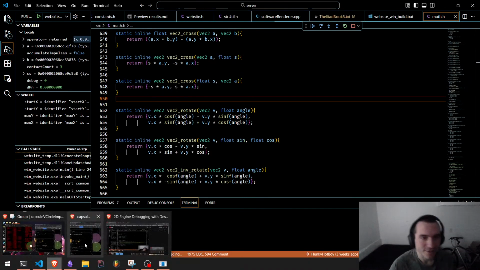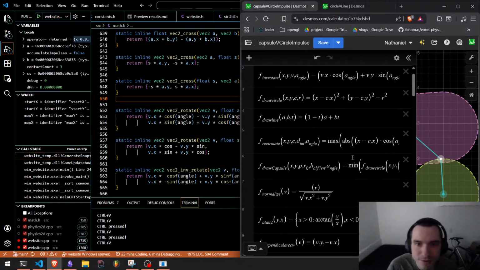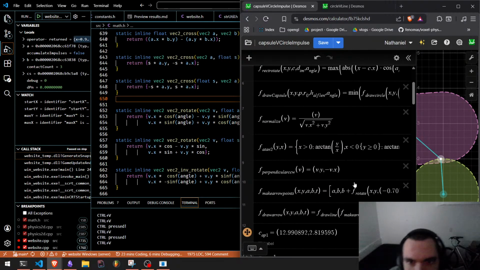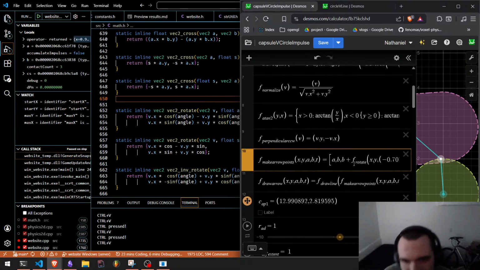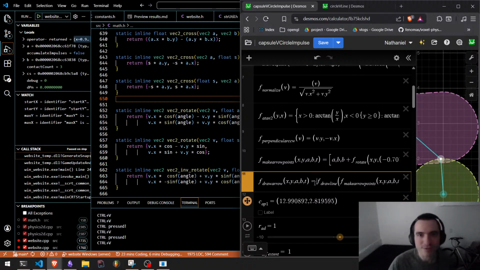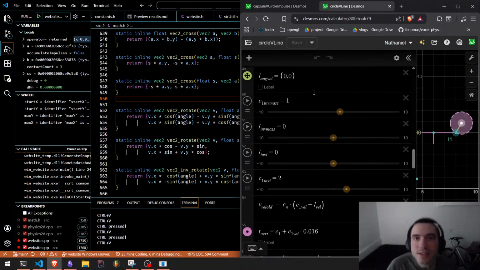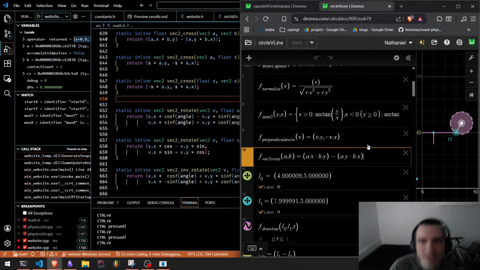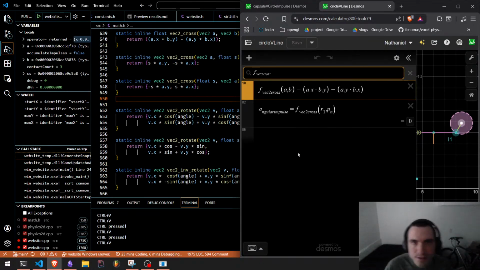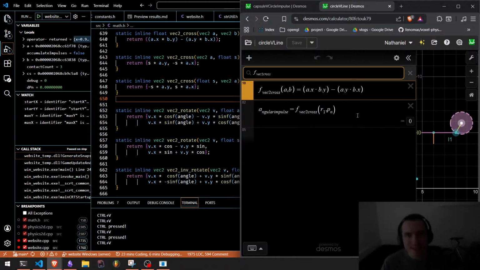And I can make a function for that in Desmos if I don't have one already. A10, perpendicular, CCW. There's a lot more functions that I didn't show you how to make. But I'm pretty sure if you understand how to make a function in Desmos, you can understand how to transfer the C code to one. I think I have one. Vec2 cross. Yes. Let's see what it's called. Vec2 cross R1 penetration normal. That's the angular impulse.